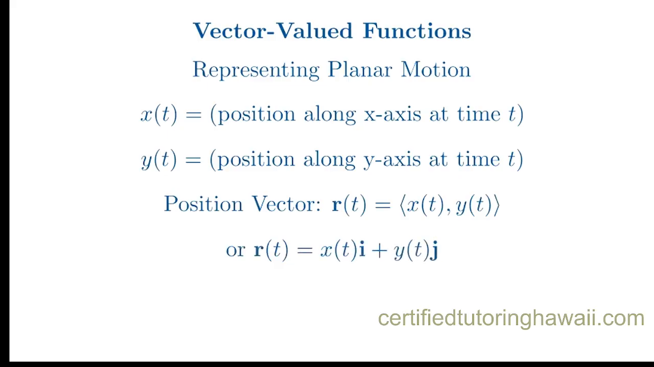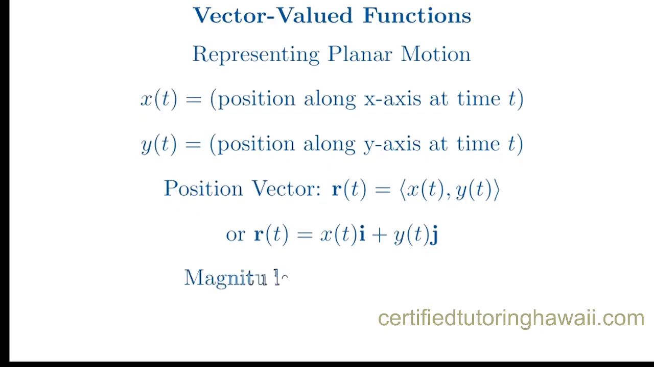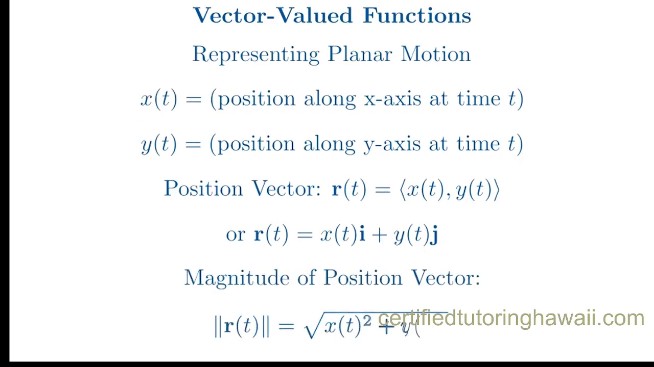A key concept here is the magnitude of this position vector. The magnitude of r of t, which we write with double bars, gives you the distance from the particle to the origin at that specific time t. It's essentially the hypotenuse of a right triangle with legs x of t and y of t. So, to recap, a vector-valued position function gives us the location of a particle at any moment, and the magnitude of this function tells us how far it is from the center, 0, 0.